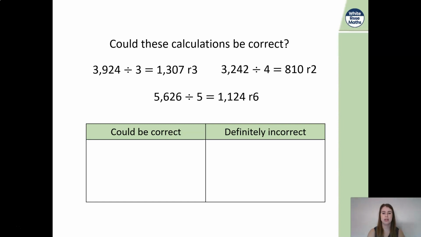Pause the video, have a look at the 3 calculations. Which one of those calculations is definitely incorrect? And which one of them could be correct? So think about your divisors and think about the rule with remainders. Pause the video and have a think.